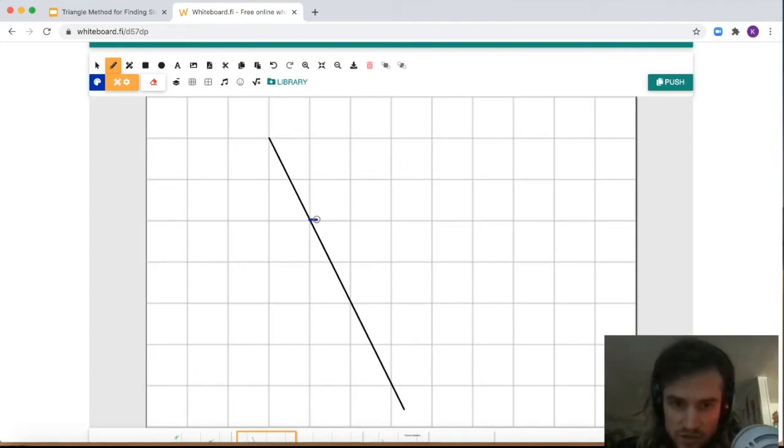So, okay, let's start drawing our triangle here. And let's make sure we do not go too far. We want to end our triangle right here. So here we go.